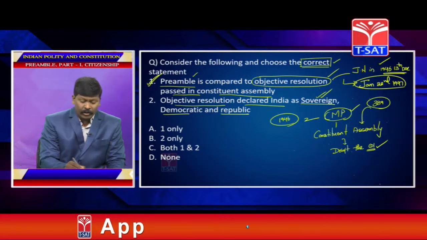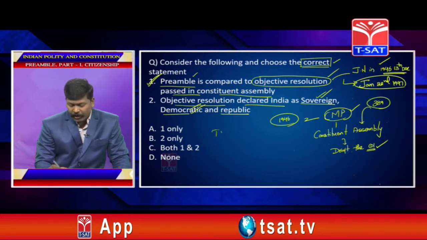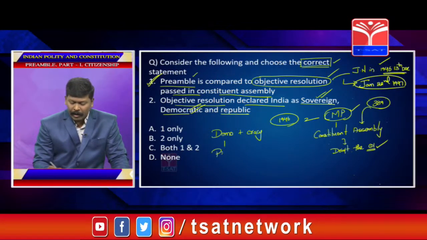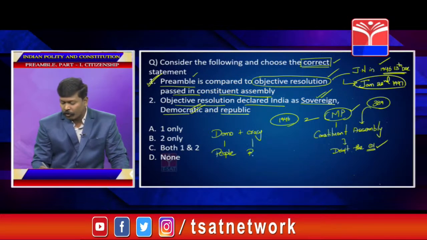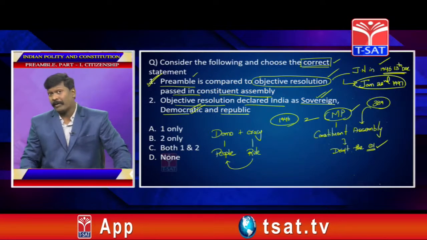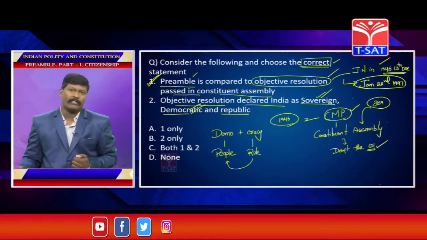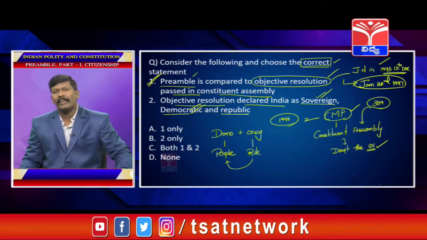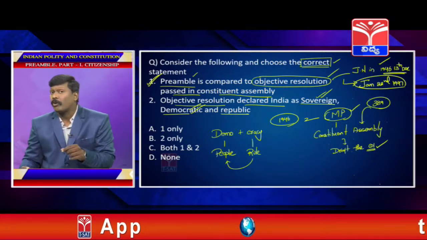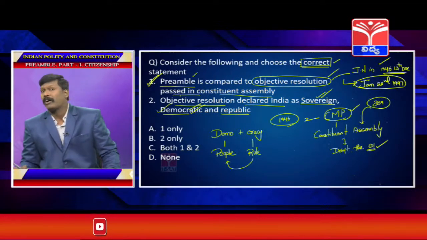Absolutely correct. India is not only a sovereign country, India is also a democratic nation. Democracy. I told you in the first class, demo plus cracy. Demo means people. Cracy means rule. Rule by people is called democracy. In India or in the world, there are two types of democracies: direct democracy and indirect democracy. India follows indirect democracy, that is also called representative democracy. So India declared itself as a democratic country.